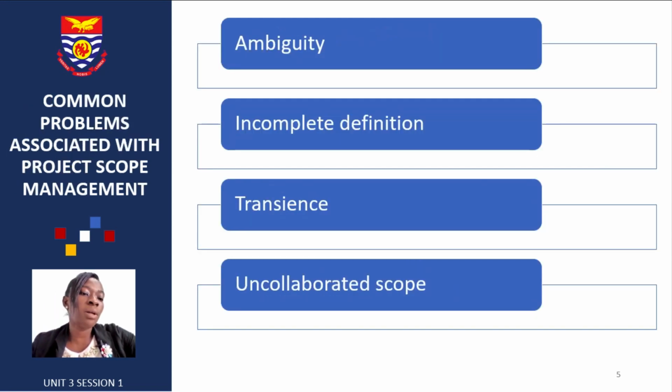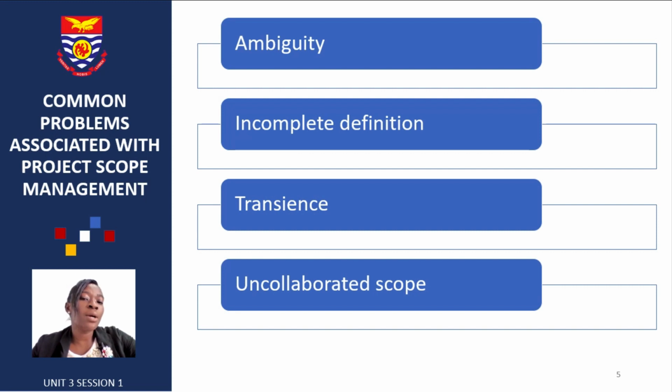So some common problems associated with project scope management is ambiguity. If your project scope is not clear and well stated, people won't be able to understand it. You want all your stakeholders, whether primary or secondary, internal or external, everybody involved in this project, to be able to understand it and know what is supposed to be done and how it's going to be done. And so ambiguity is one of the challenges most project scopes may have.